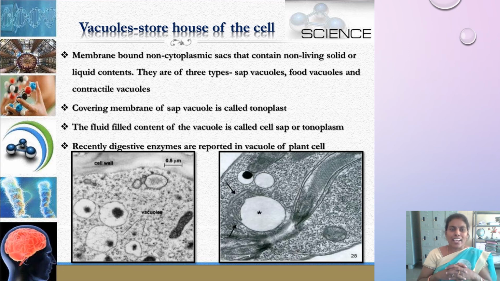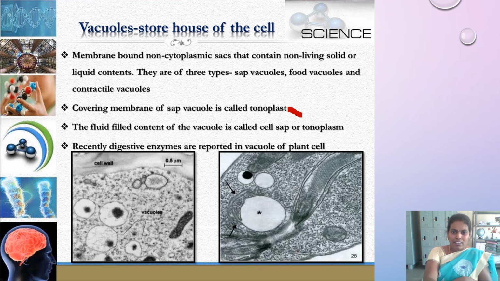If you see the size of the vacuole in the animal cell, these are very small in size. But in the case of plant cells, they are very large in size. Because of this big size, the cytoplasm present in the plant cell is pushed towards the plasma membrane. Nearly 50 to 60% of the cytoplasm is occupied by the vacuole only in the case of plant cells. Then if you see the structure here, vacuole is also covered by one membrane which is called tonoplast.